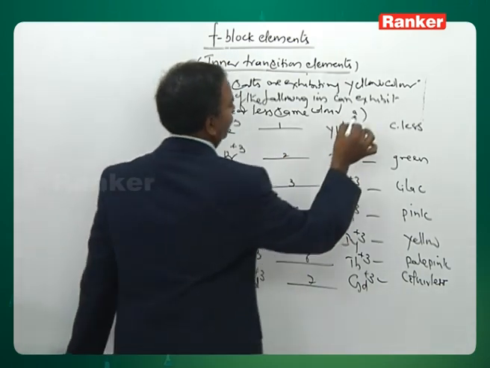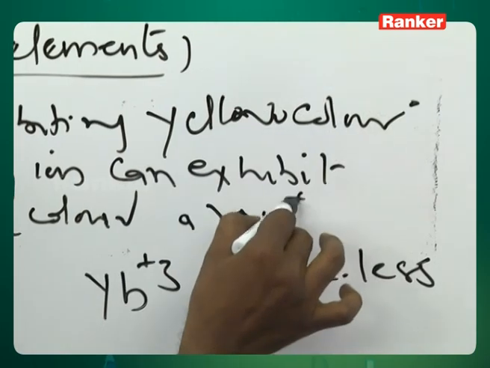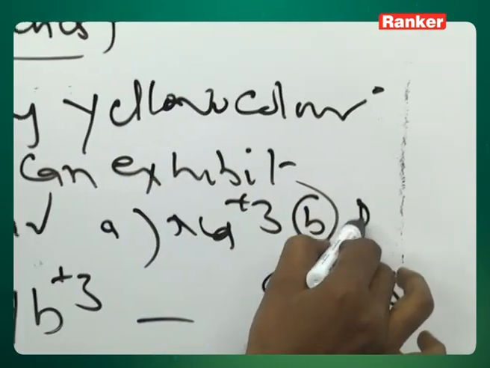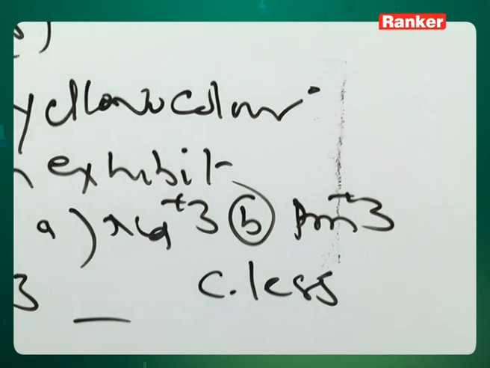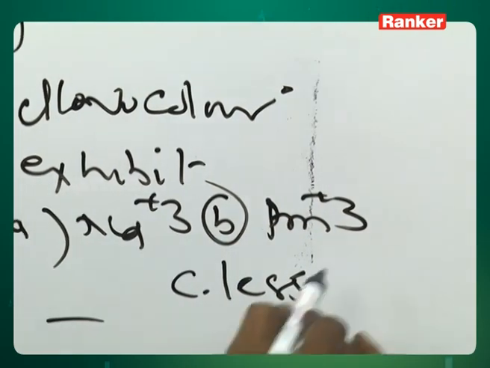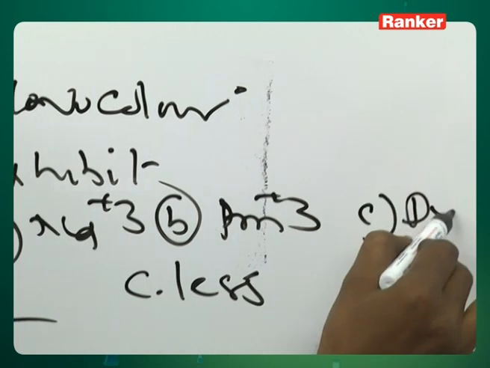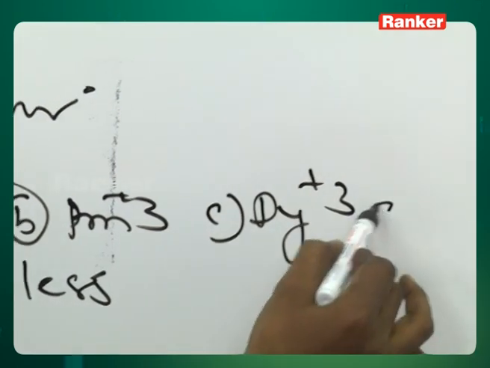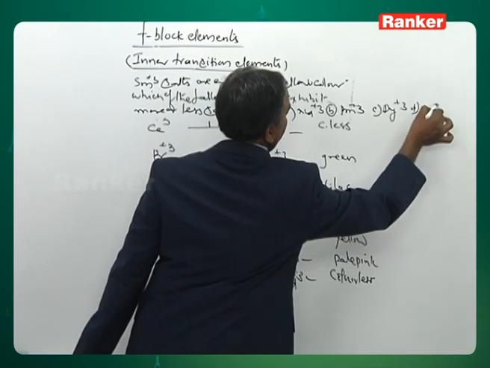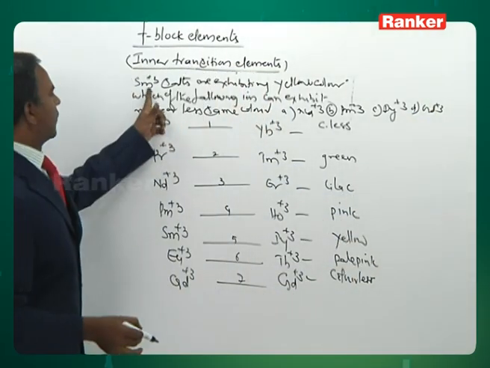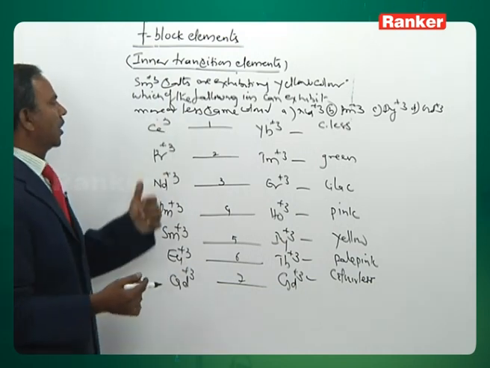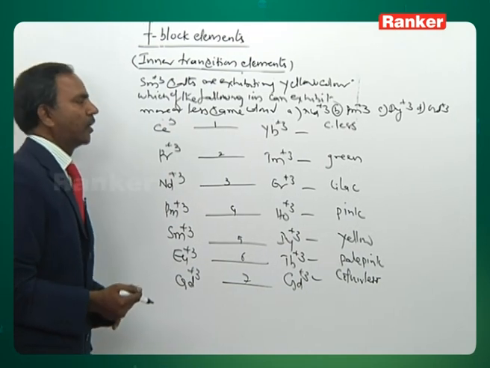Now neodymium +3, let me write neodymium +3, and again you can take promethium +3. Check it, samarium opposite dysprosium. See, let me take dysprosium +3, and you take gadolinium +3. Like this, samarium +3 salts are exhibiting yellow color. Which of the following can exhibit more or less identical or more or less the same color?